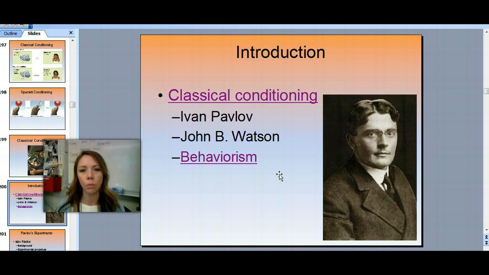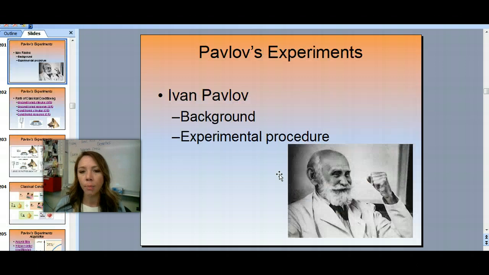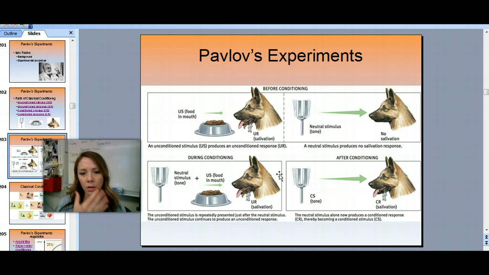So it has to be an observable behavior. So, classical conditioning: Pavlov and his dogs. I am Ivan Pavlov. Again, I talked about how he's the one that really made that an experimental procedure. What he did, remember, with his dogs, I'm going to skip this and go back down here. He started noticing that when he gave food, the dog started to drool or salivate.